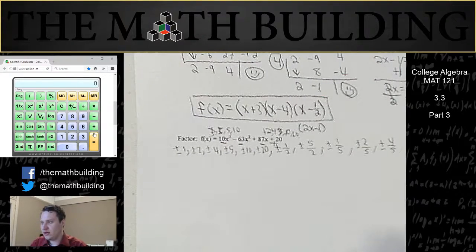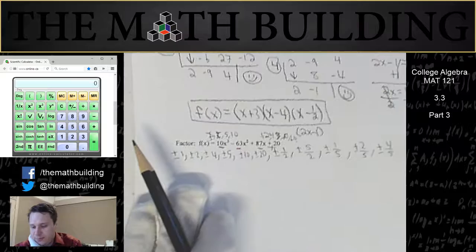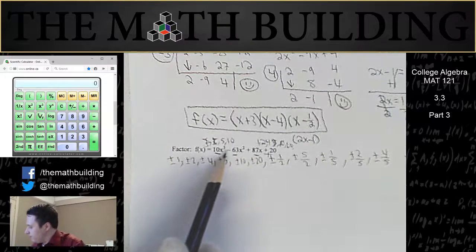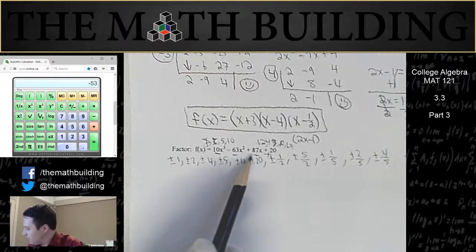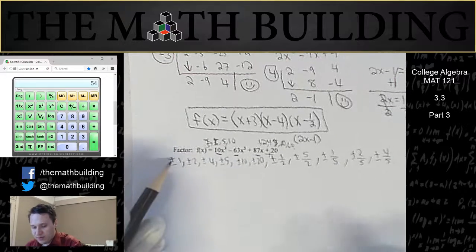All right, now you know the game. We are going to use synthetic division. We're just going to plug them in one at a time to see if we can find an answer. And unfortunately, sometimes this just takes a while, but I'm going to sit here and do them. I like to start with 1 because it's easier. So if I plugged in 1, I'd get 10 minus 63 plus 87 plus 20. Nope, 1's not going to work.